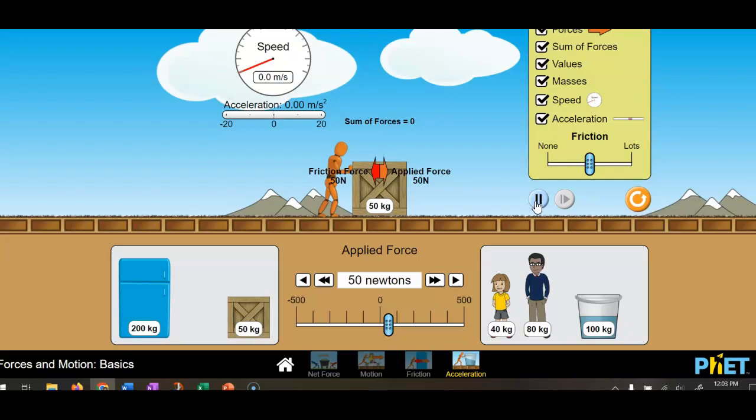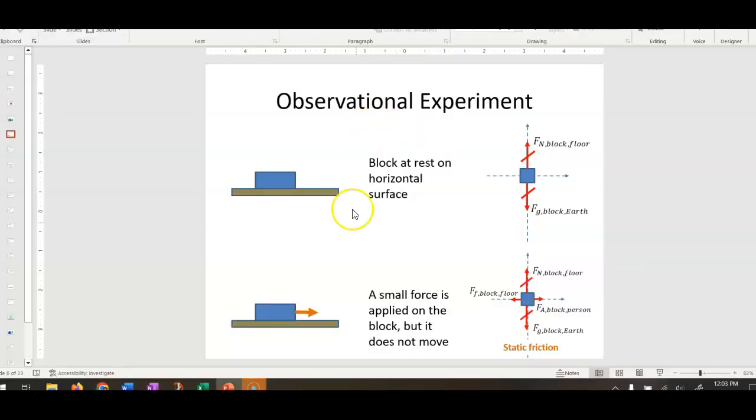And see, nothing happens. The crate is not moving. That's because he's applying 50 newtons of force, but the friction force that is opposing the ability of the crate to slide against this track is also 50 newtons. Since they are balancing each other, the crate does not move anywhere. That's the case here at the bottom of this slide, a small force being applied to a block on a table, but it's not enough force to make it move.